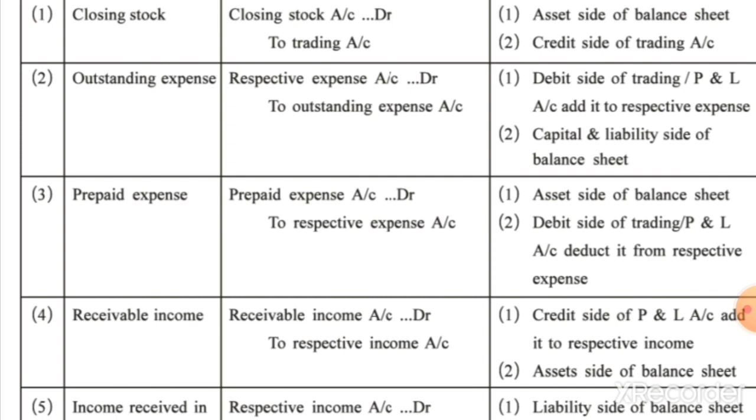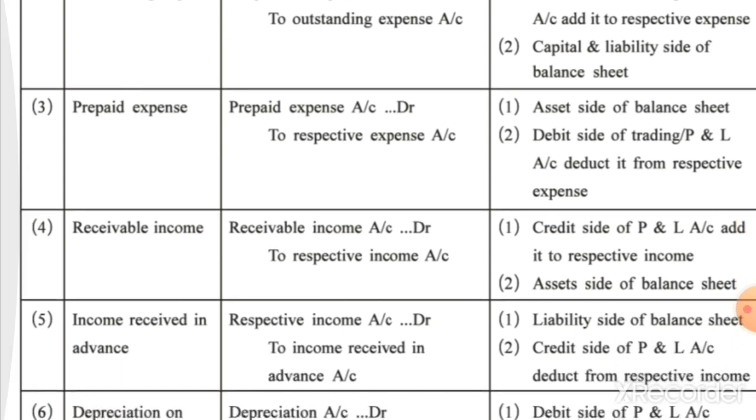Suppose commission received is of 10 months and 2 months is outstanding, so that becomes receivable income, so those 2 months would be added on the credit side of P&L account in commission. And the second effect would be an asset because at a later date you'll receive that much amount of income, so it would be considered as asset side of balance sheet.